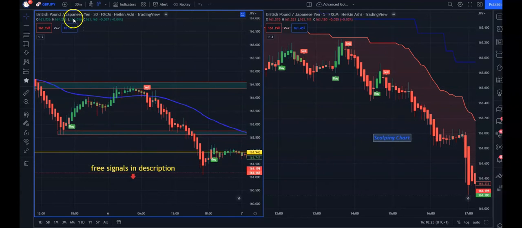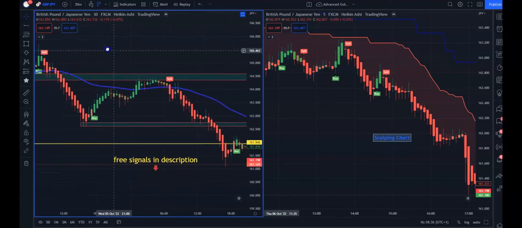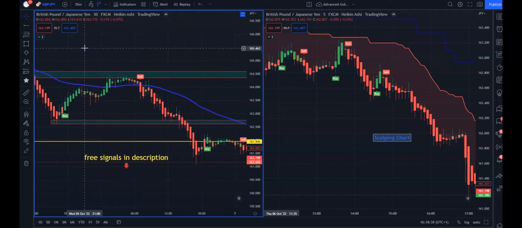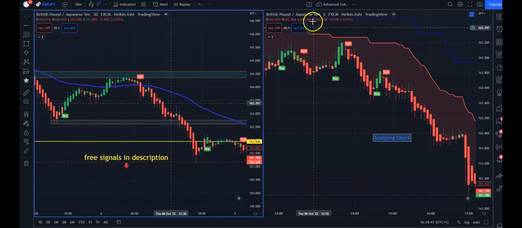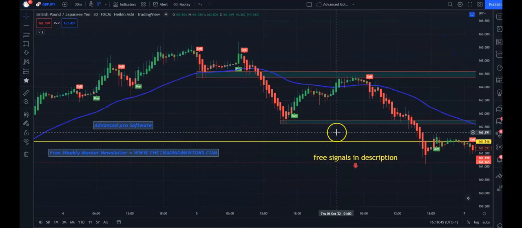This is the pound yen. It works with any currency. It works really well with gold. It works really well with oil and anything that moves. Basically, if you want to trade it and it's in a trend, you can see a trend, then it is fantastic. So let me enlarge this on the left for you so you can see exactly what's going on here.